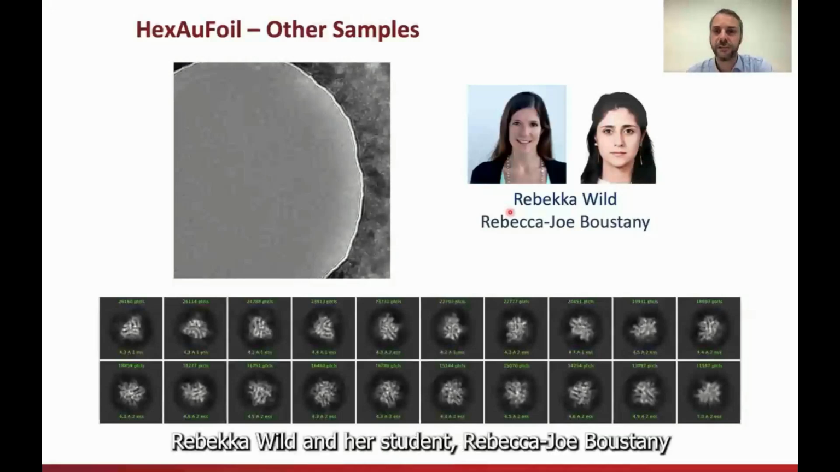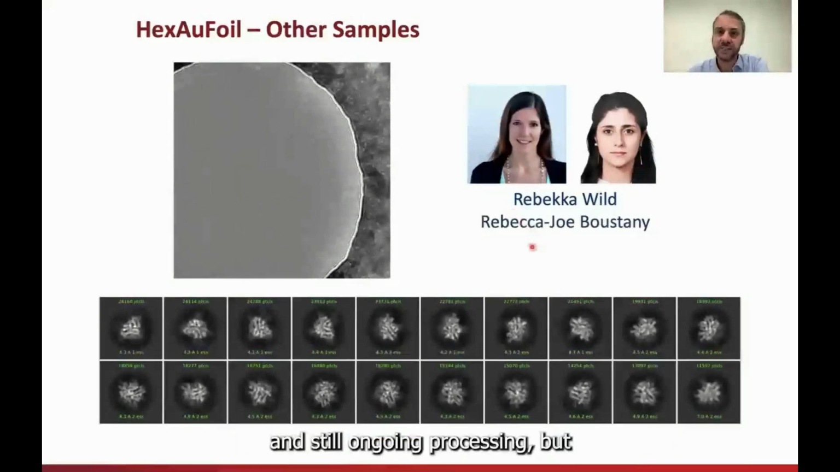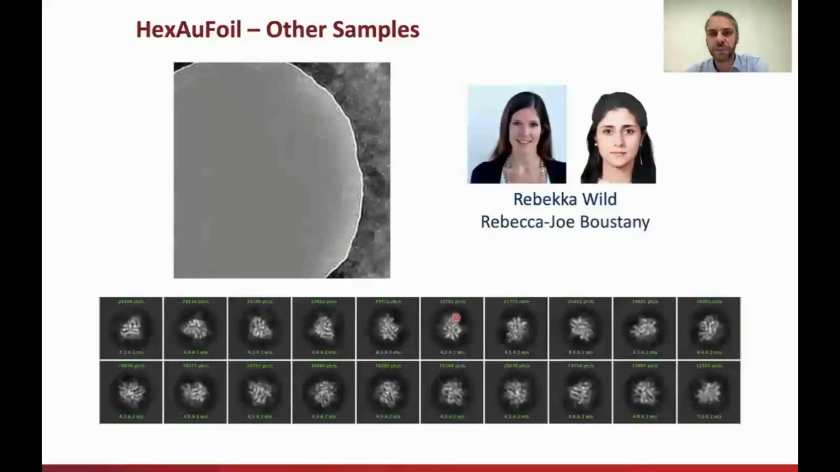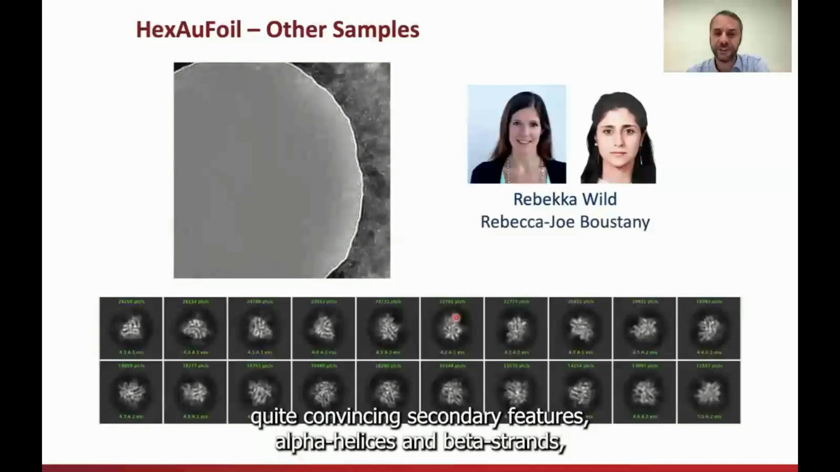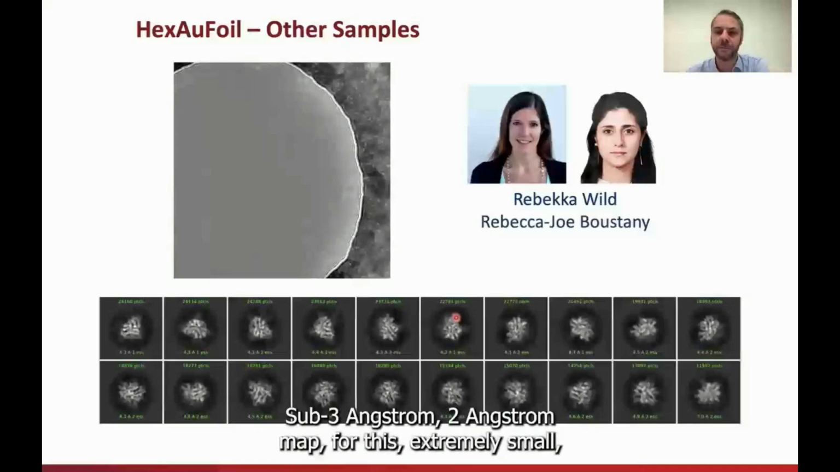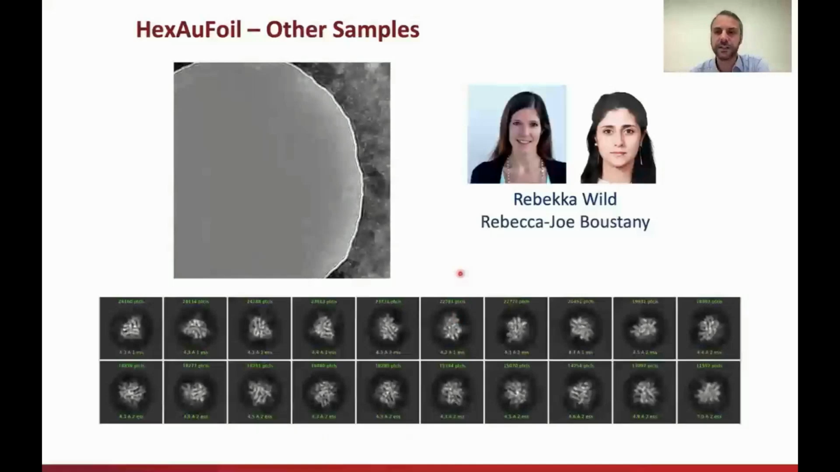That's a sample from Rebecca Wild and her student Rebecca Jo Bustani, and the processing is still ongoing, but you already see that the 2D classes are extremely promising, and you can already see quite convincing secondary features, alpha helices and beta strands, on the 2D classes. We have good hope that it should lead to a sub-3 angstrom, 2 angstrom map for this extremely small sample.